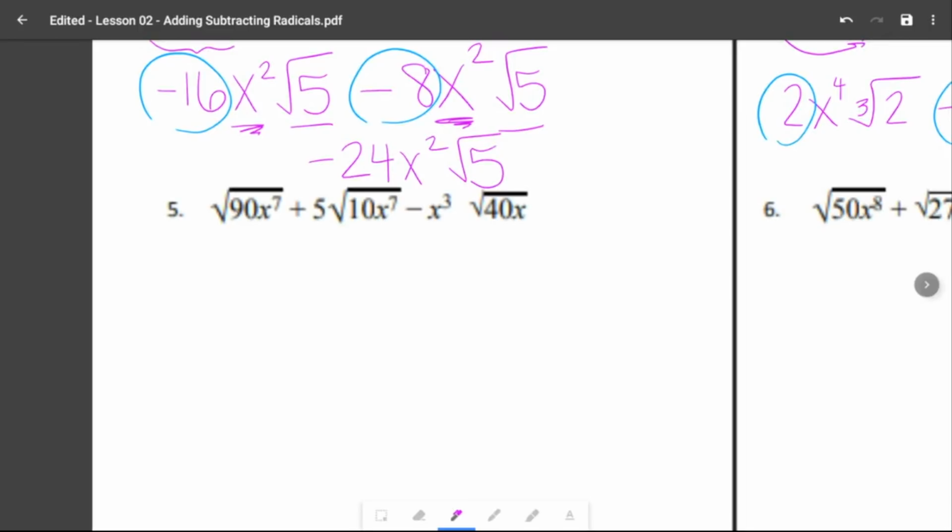Number 5, why don't we try to pause the video and do some simplifying so that we can try to combine some like terms here.